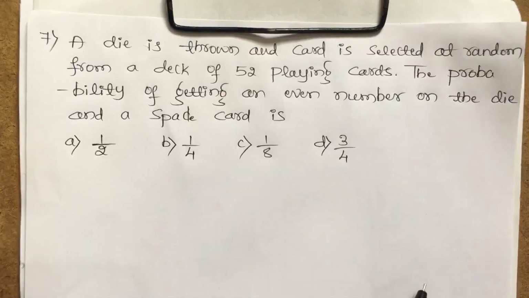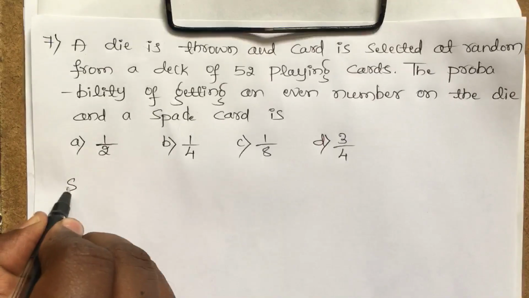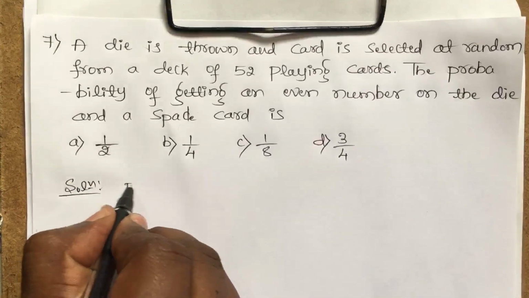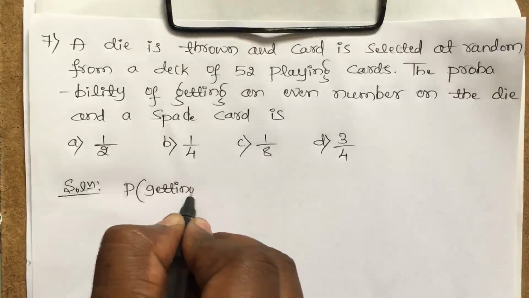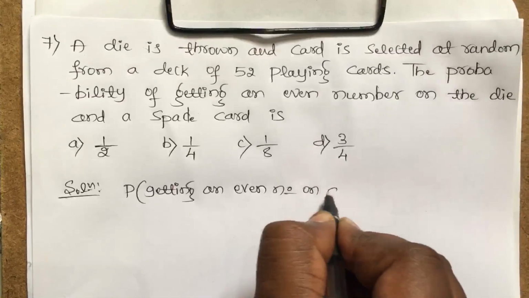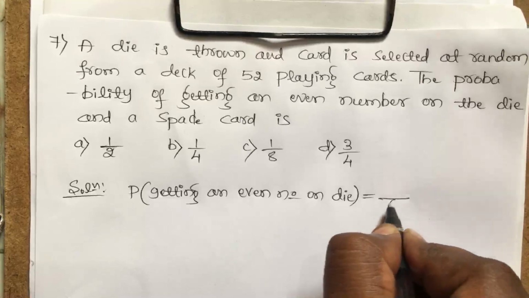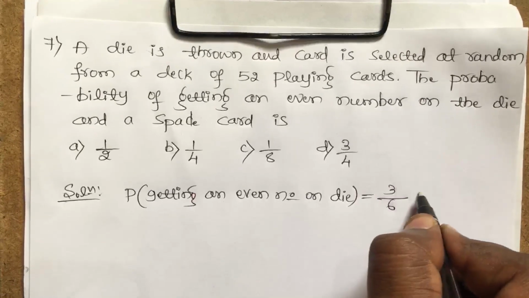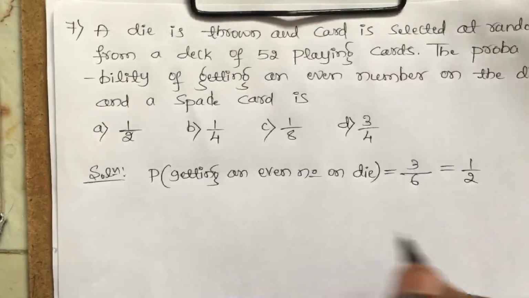Well, the seventh question is: a die is thrown and a card is selected at random from a deck of 52 playing cards. The probability of getting an even number on the die and a spade card is? So we have two cases now. One is throwing a die and getting an even number on the die, and another one is selecting a spade card from the 52 playing cards. So here first I will go for the probability of getting an even number on die, which is equal to, overall we have 6 outcomes and even numbers will be 3, so it is 1 by 2.